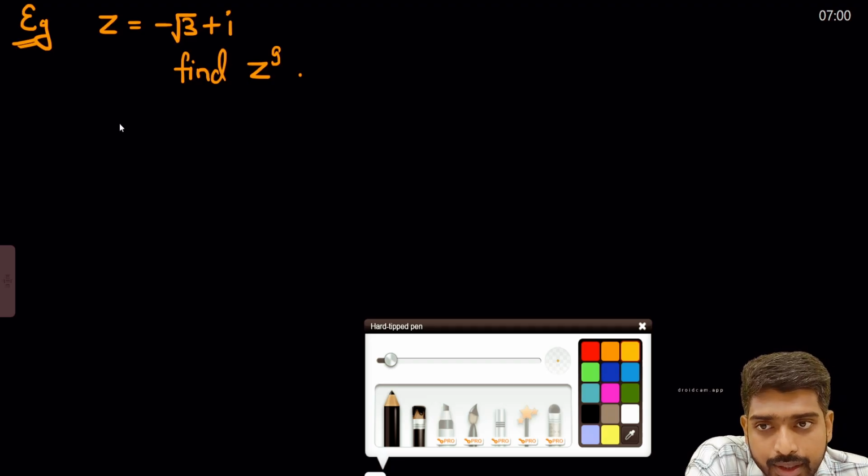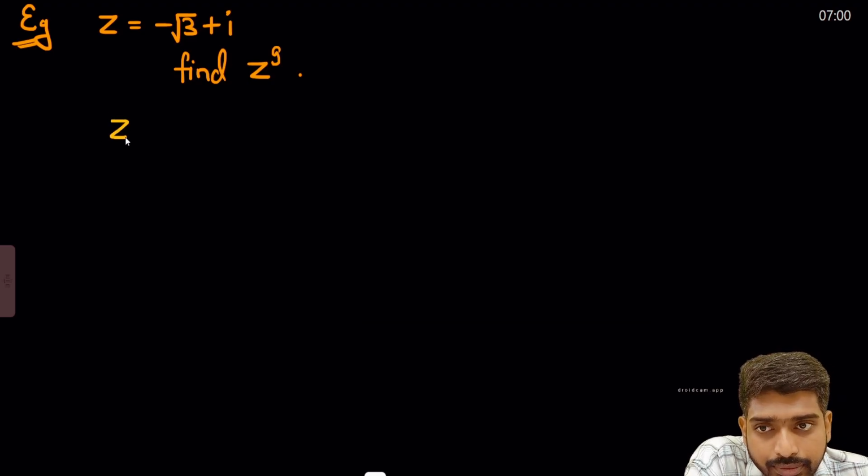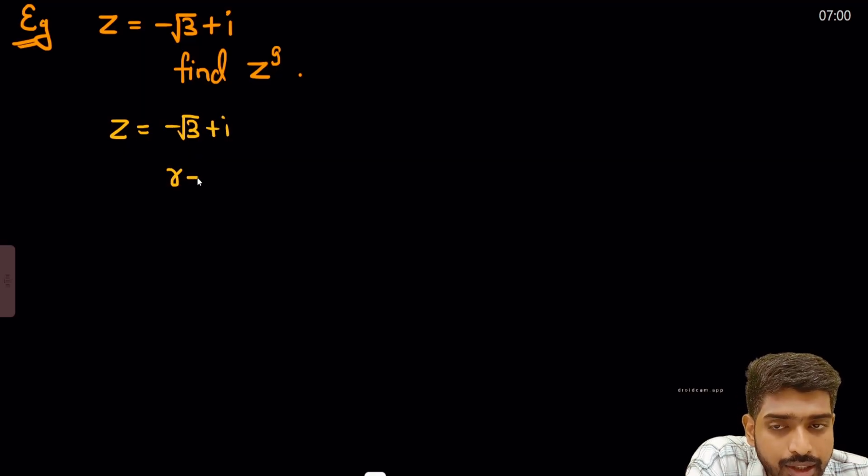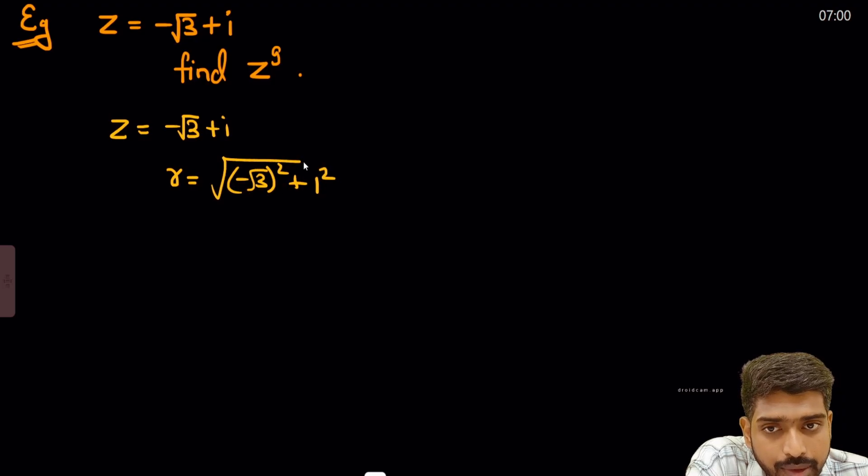Now see, z they gave is minus root 3 plus iota. So first I'll calculate the magnitude. The magnitude of this complex number will be under root of minus root 3 square plus 1 square. This will be under root 4, means 2.